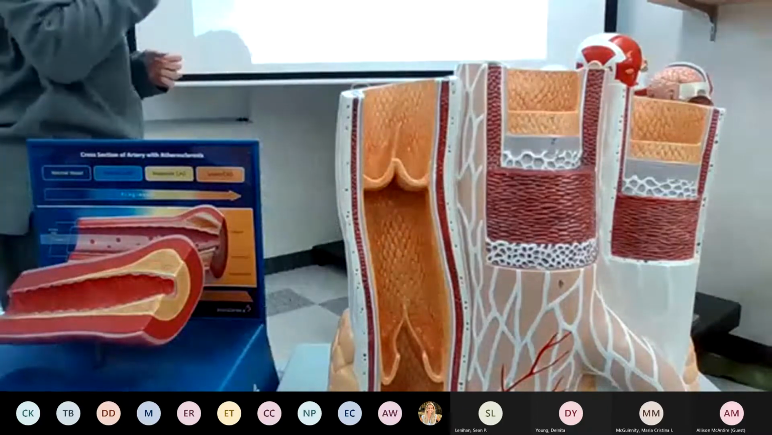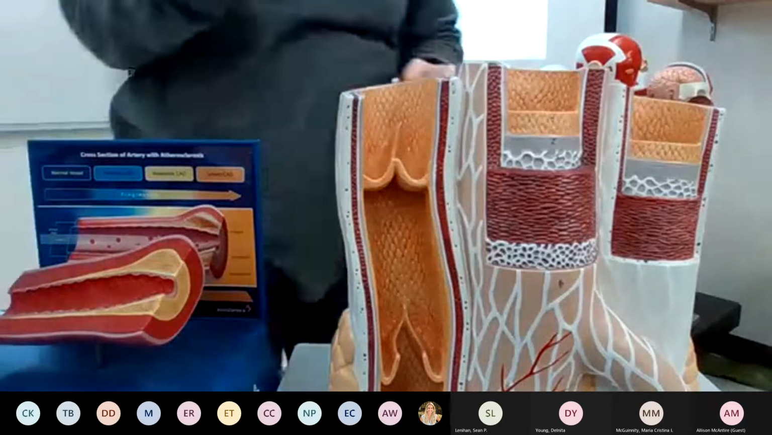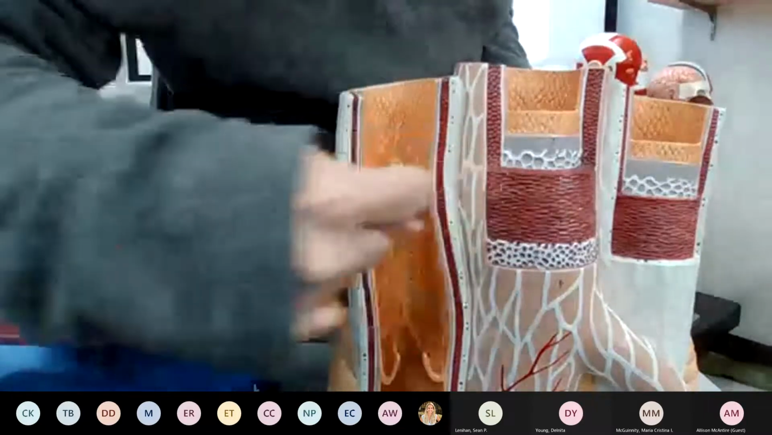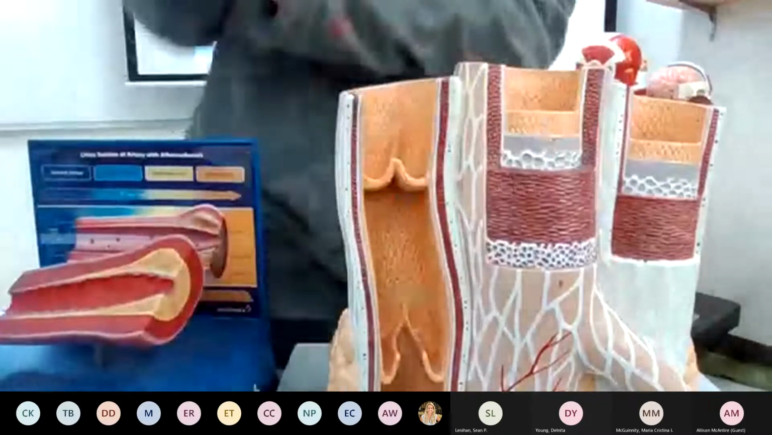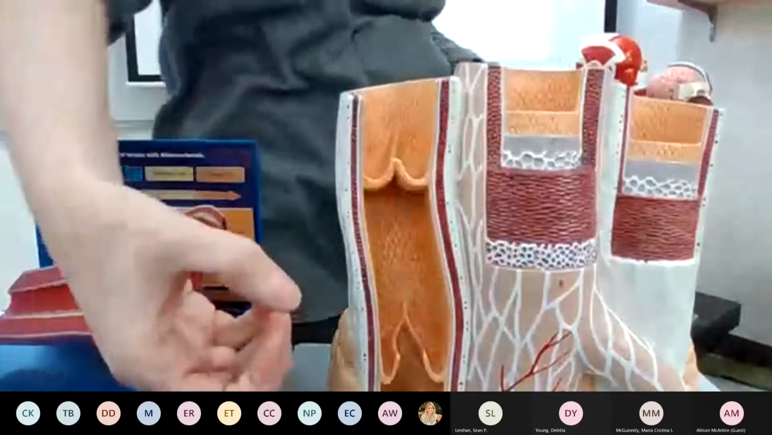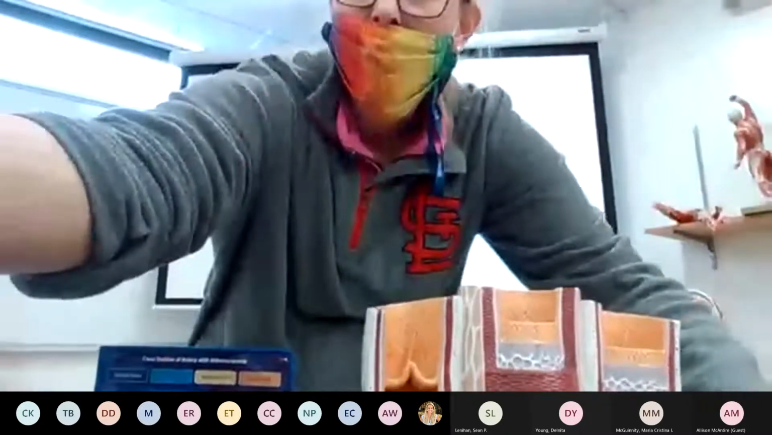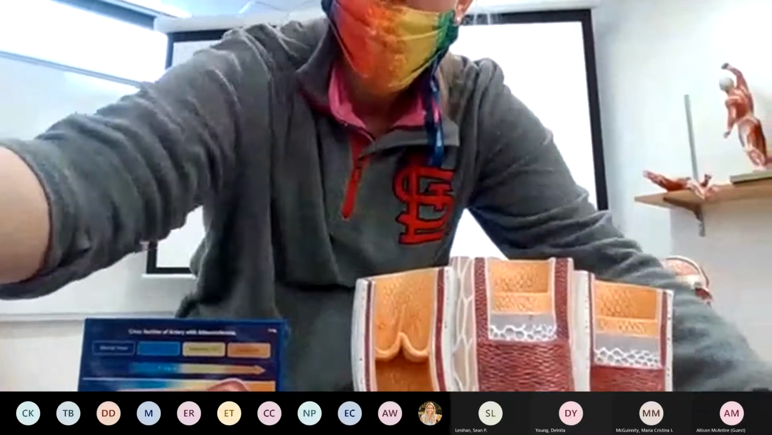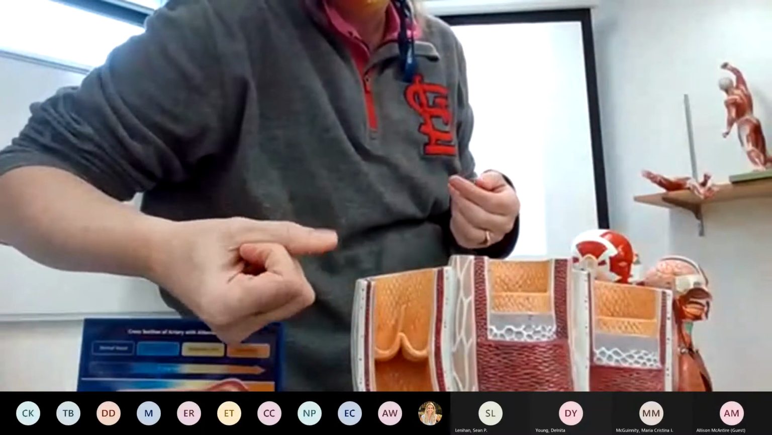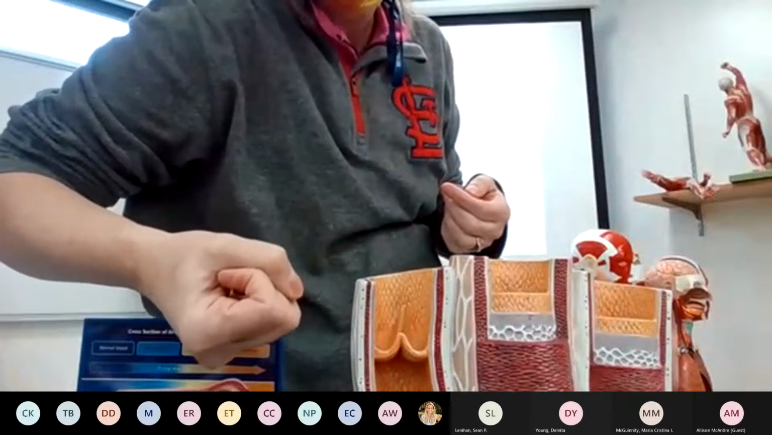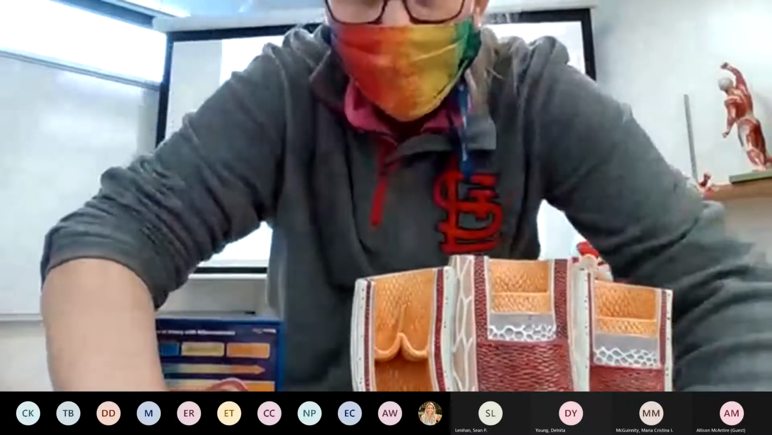Okay, now the tunica media layer is going to be the muscle-rich layer, and the muscles are going to tend to be arranged around the vessel. If they are going to contract, they're going to constrict the vessel, so the lumen or the radius is going to get smaller.